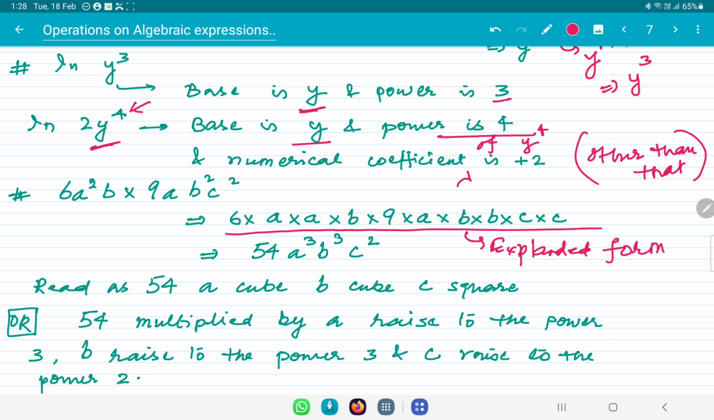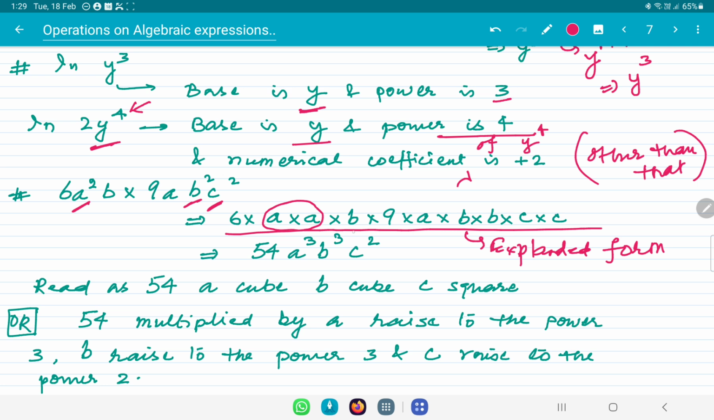When we say expanded form, if it is a square, you write a into a. If it is b square, you write b into b. Or if it is c square, then you write c into c. So that is the expanded form. Now we are writing 6 multiplied by a, because a is coming 2 times.